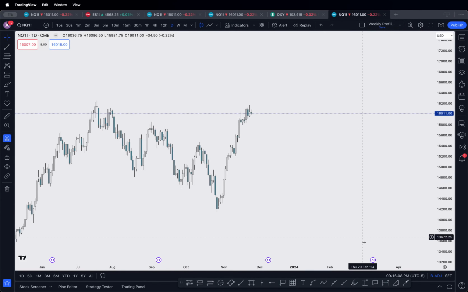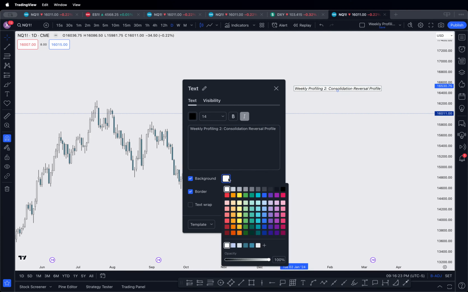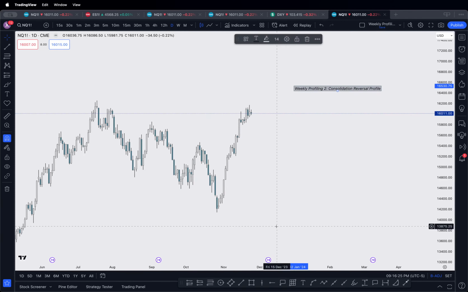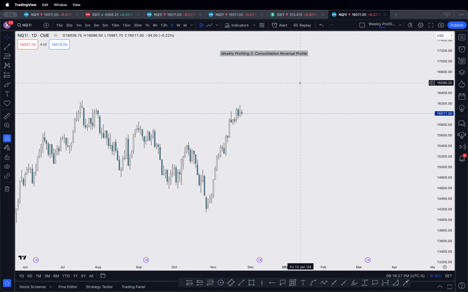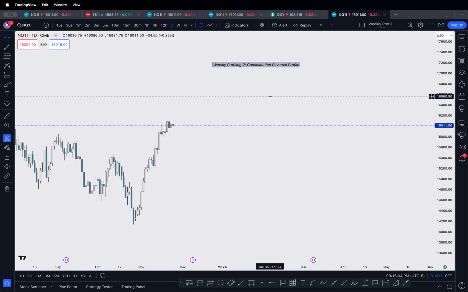So this week we're going to be doing the weekly profiling 2. And this is going to be the consolidation reversal profile. Same kind of approach as last week. I encourage you guys just to be as active as possible and asking questions, because you get the benefit of being here live, which means you get to learn everything in real time and ask any questions you're unsure about.